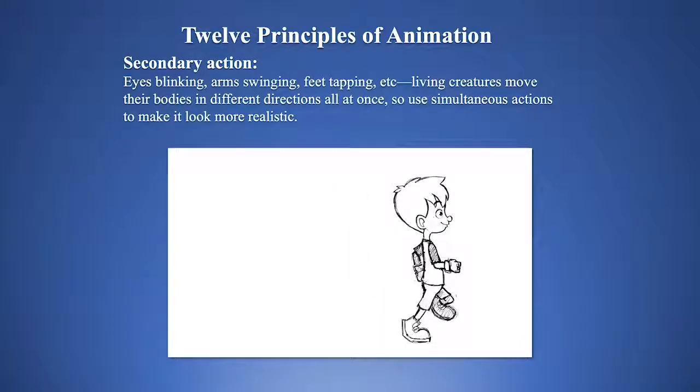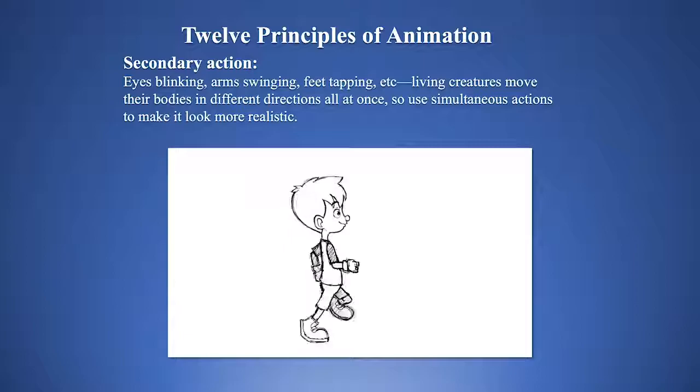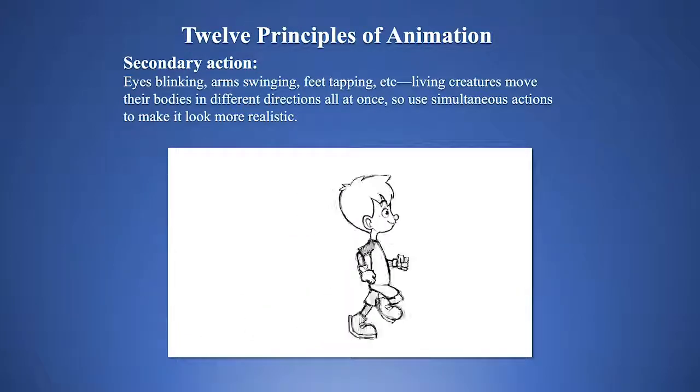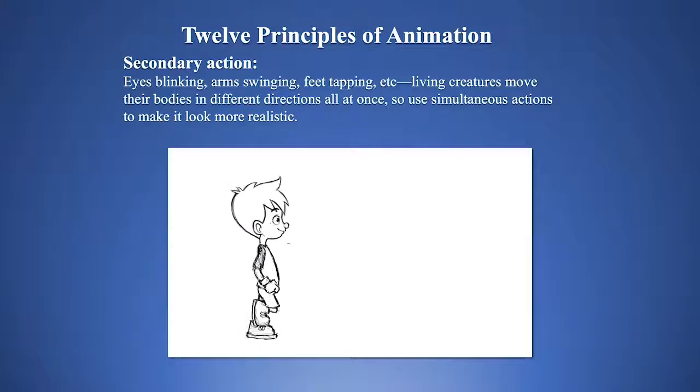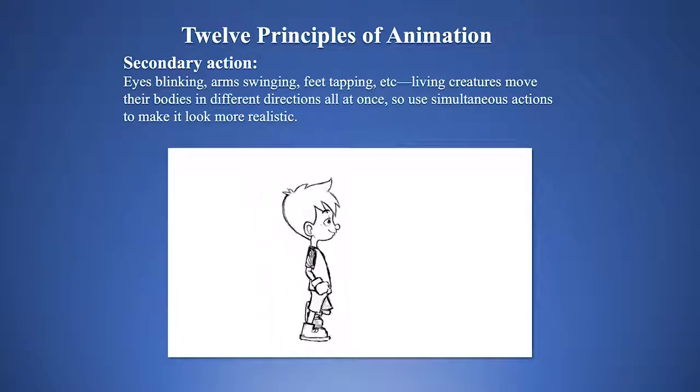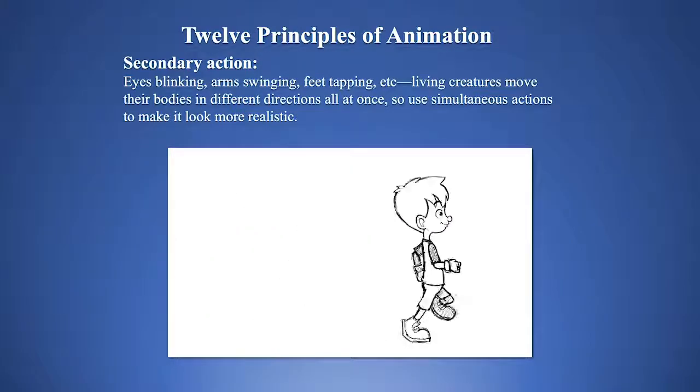Secondary action: eyes blinking, arms swinging, feet tapping. Living creatures move their bodies in different directions all at once, so use simultaneous actions to make it look more realistic. You can see he's kind of blinking while he's walking, his arms are swinging.